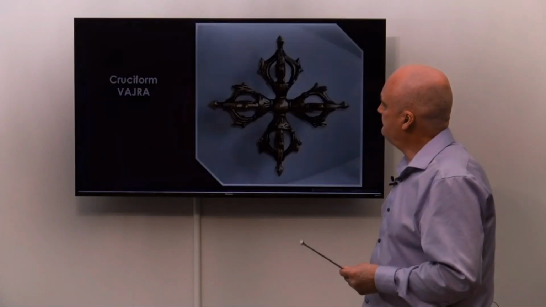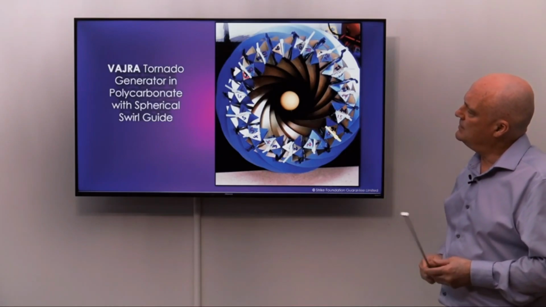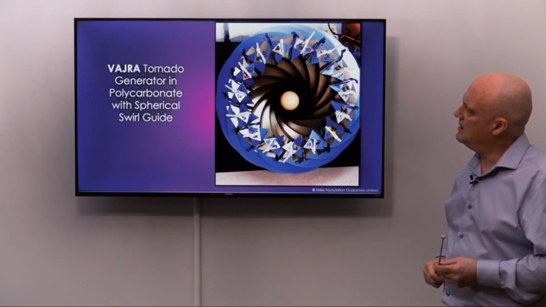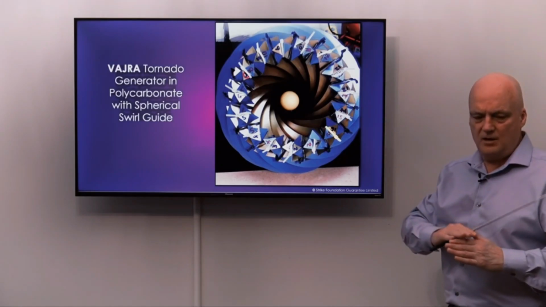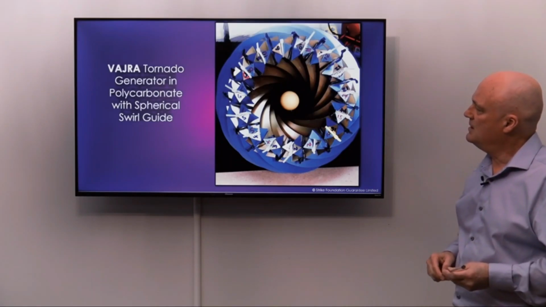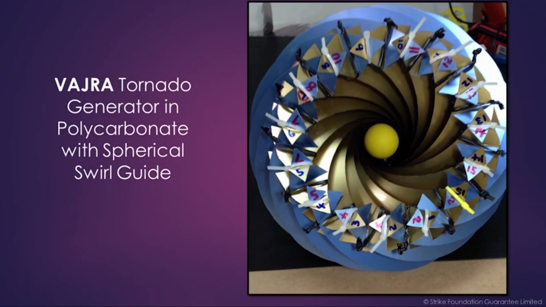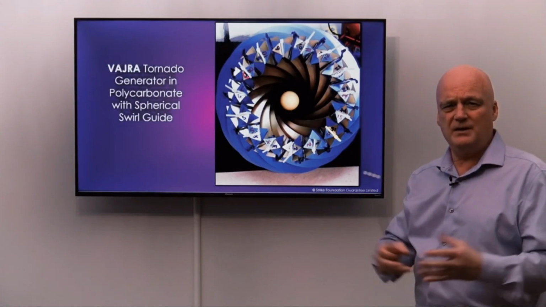So the next one. So basically, I built from those concepts of male and female and opposing spirals and vortices. This is actually the first polycarbonate model of the Vajra, and the air actually comes from the outside in, which makes it an implosion rather than explosion.